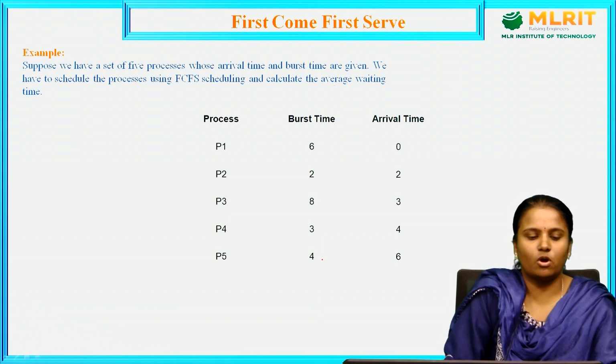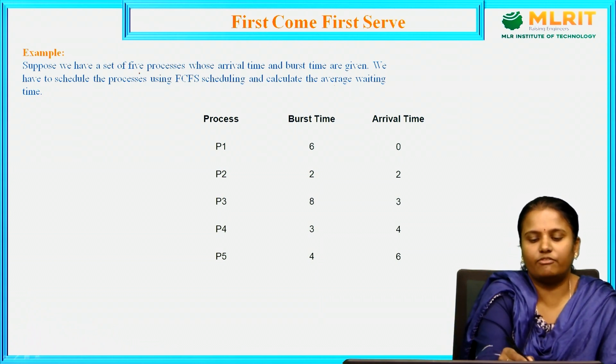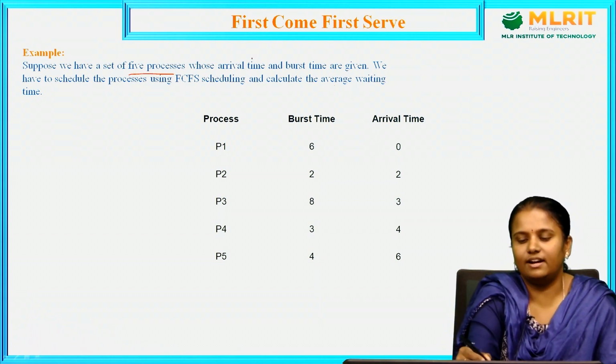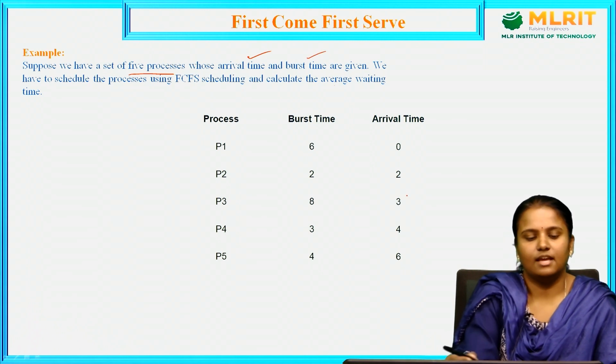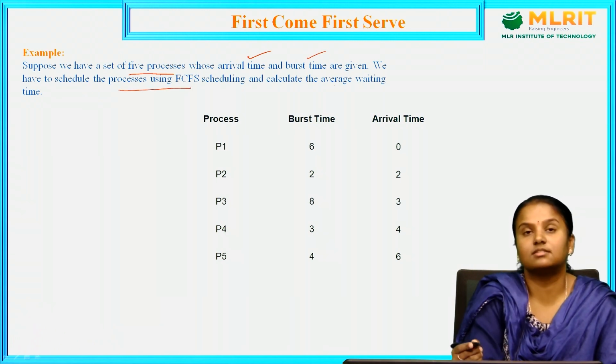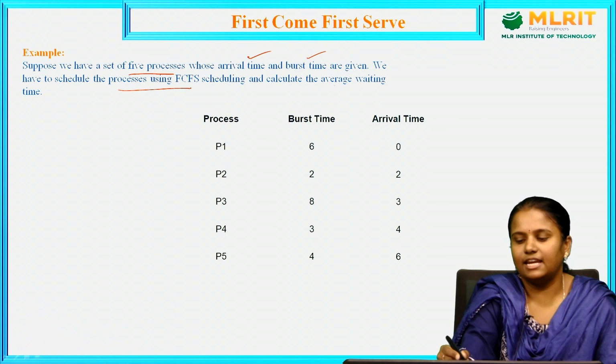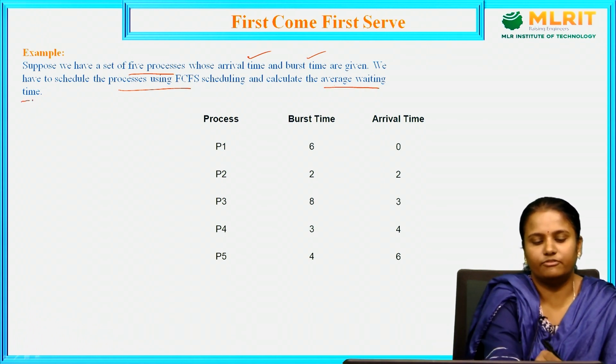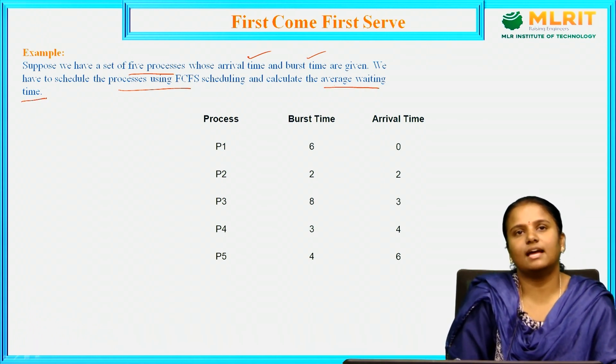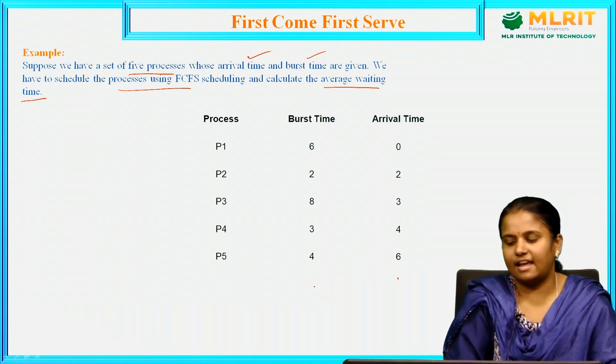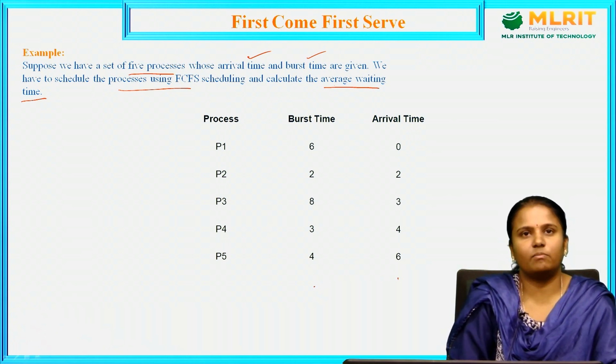The example problem: suppose we have a set of 5 processes whose arrival time and burst time are given. We have to schedule the processes using FCFS and calculate the average waiting time. So these are the 5 processes given with burst time and arrival time. Let us start our problem.